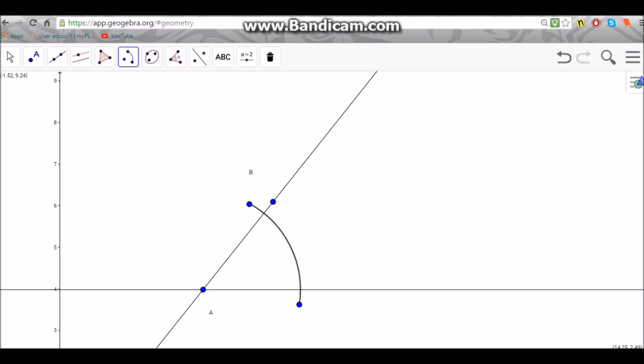Now you're going to keep your compass at the same distance, and you're going to create this same arc again up on point B. And so you're going to want to make sure that your compass is set to the same distance, and then you're just going to create the same arc.